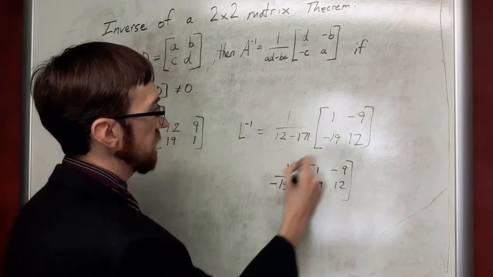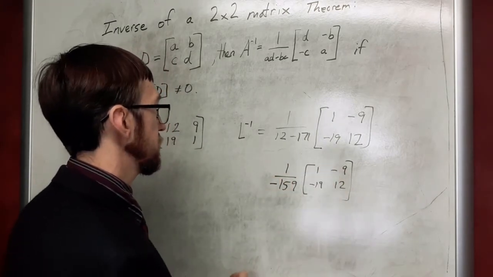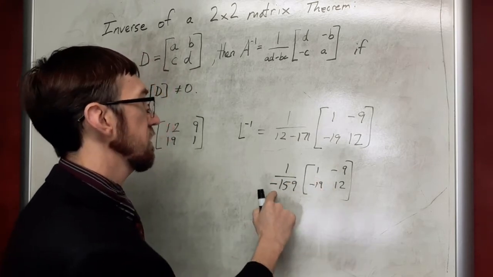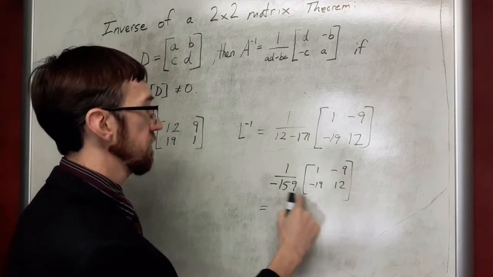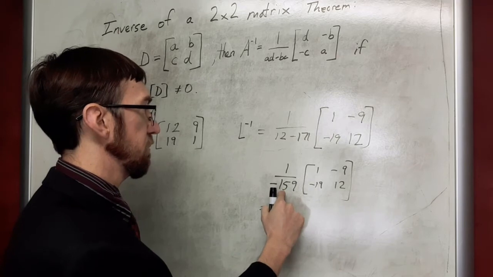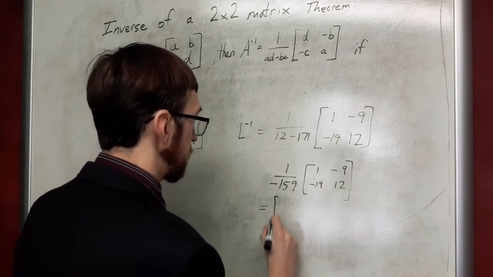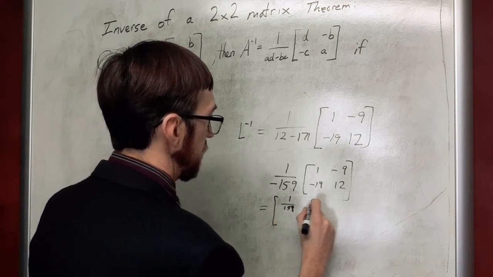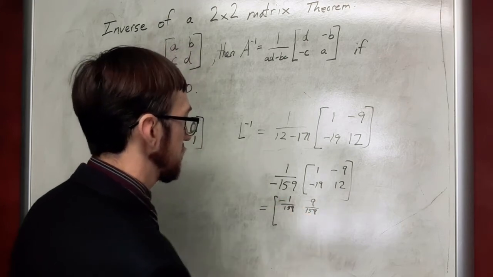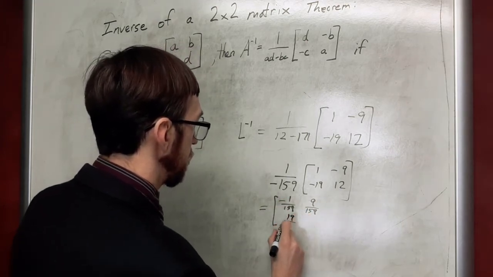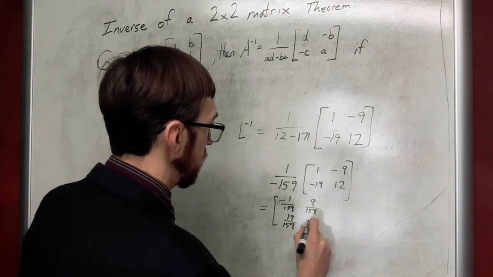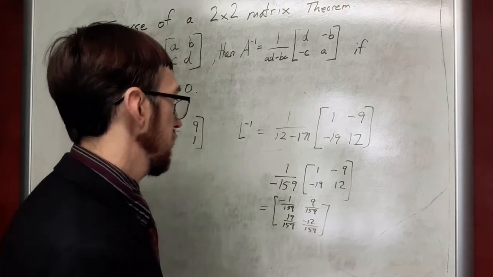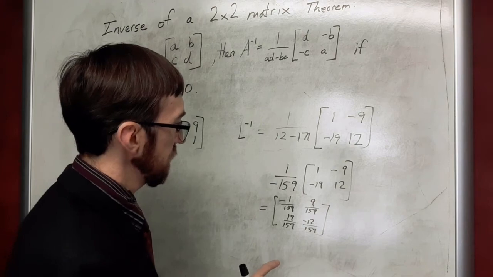All right, so we're multiplying this scalar times each of the elements in the matrix. For the numbers that are positive, since this scalar is negative, those are going to become negative, and the entries that are negative are going to become positive, because we'll have double negatives at that point. So we end up with a matrix that's 1 over 159, 9 over 159, this one's negative, this will be 19 over 159, and 12 over 159, and that will be negative. These are reducible in some areas.